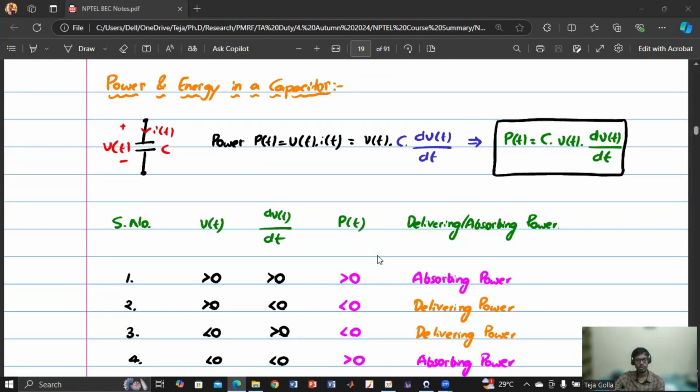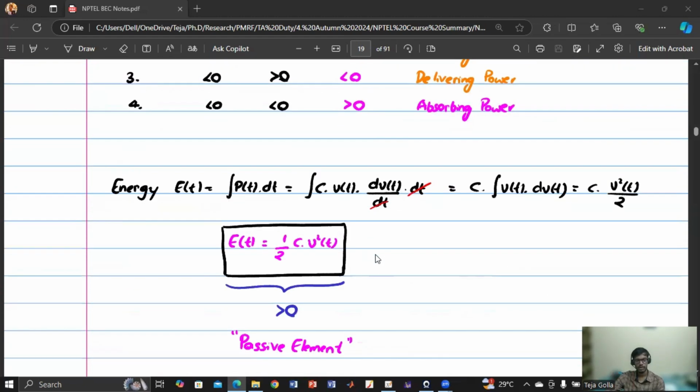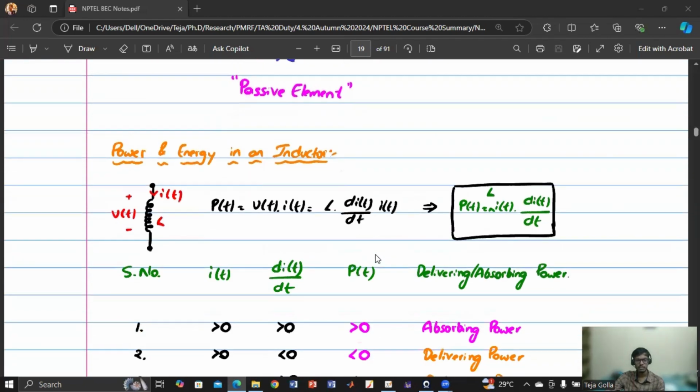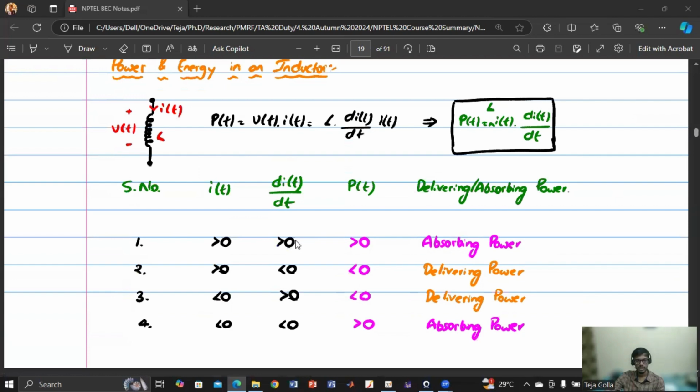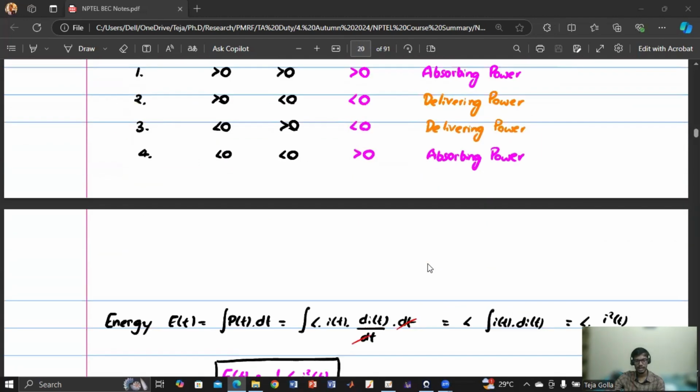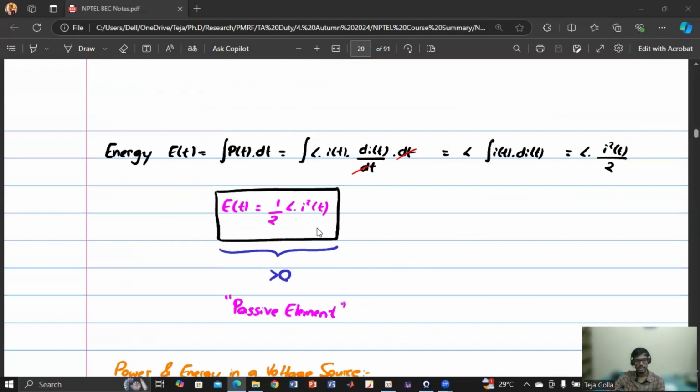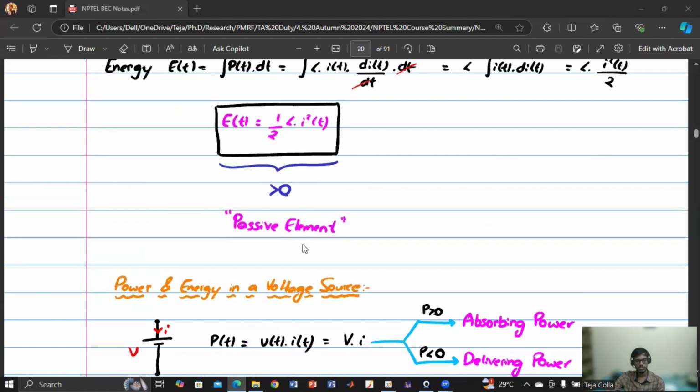A capacitor can store energy, and while storing, it is absorbing power, and sometimes it can deliver power also. If you consider a circuit with a voltage source, resistor, and capacitor, initially the capacitor might be charged by the voltage source, and if the voltage source is shorted, then the capacitor will discharge by giving power to the resistor. So a capacitor can absorb power and deliver power. Similarly, an inductor also has four such cases where it can absorb or deliver power. But energy, here it is half L I square and here it is half C V square, so energy is greater than zero. So it is also passive.